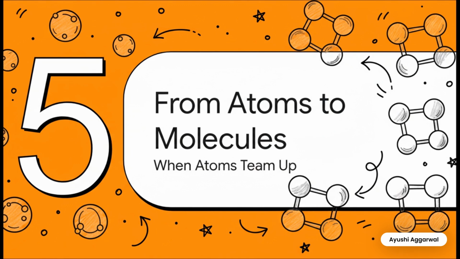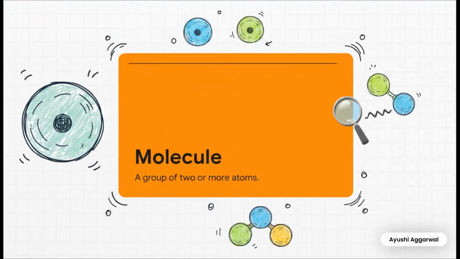But here's the thing about atoms. They rarely stay alone. They're very social. So for our last section, let's see what happens when these individual atoms decide to team up. So, when 2 or more atoms join together, held by something we call chemical bonds, they form a molecule. That's it. If you think of an atom as a single Lego brick, then a molecule is the cool thing you build when you start clicking those bricks together.